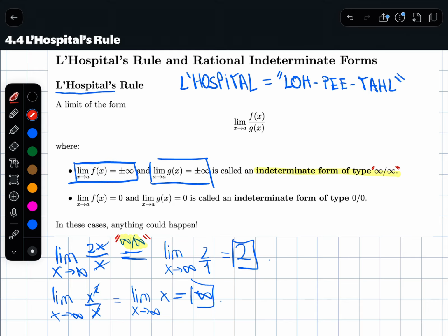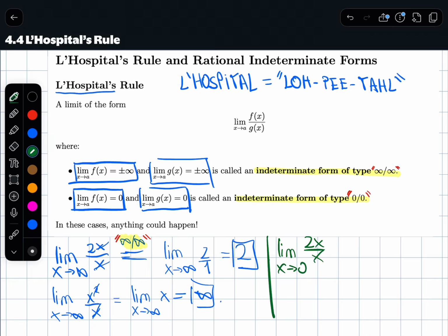The second bullet point is saying that if you have both f going to 0 and g going to 0, then you have what's called an indeterminate form of type 0 over 0. As you know, you can't divide by 0, so I sometimes also do this. And the exact same thing happens. This is also what's called an indeterminate form, because I could just do the same here. I could just do x go to 0 instead and do 2x over x.